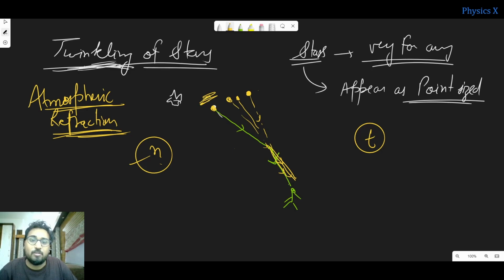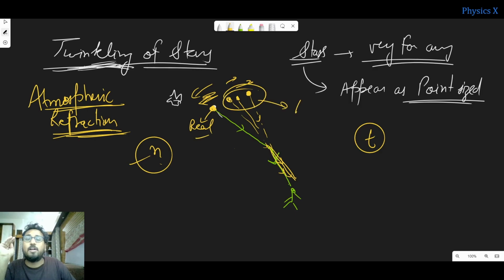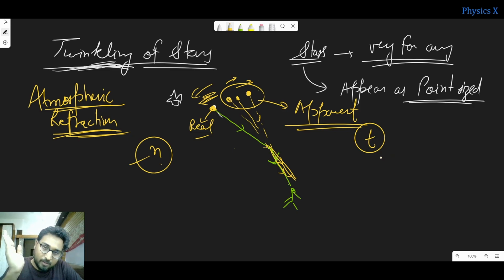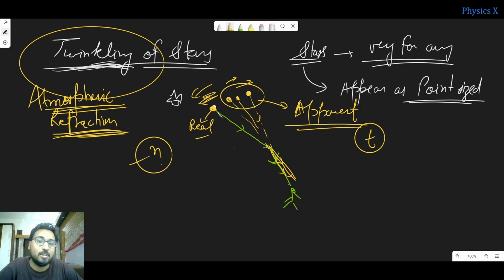So what will happen continuously? The position goes from this to this, and keeps on changing. This is the real position, and these all are apparent positions, right? Due to this there is a continuous virtual position change. It appears to our eye that the position of the star is continuously changing because of this atmospheric refraction, and we observe that the star appears to be twinkling. So that is how it occurs.